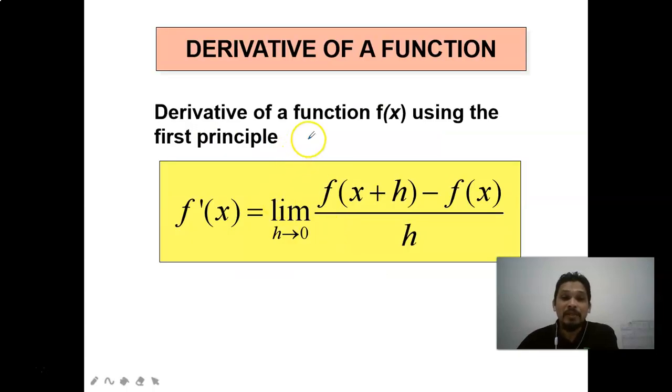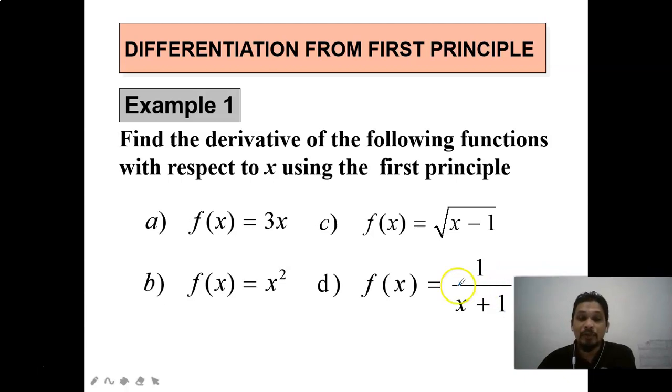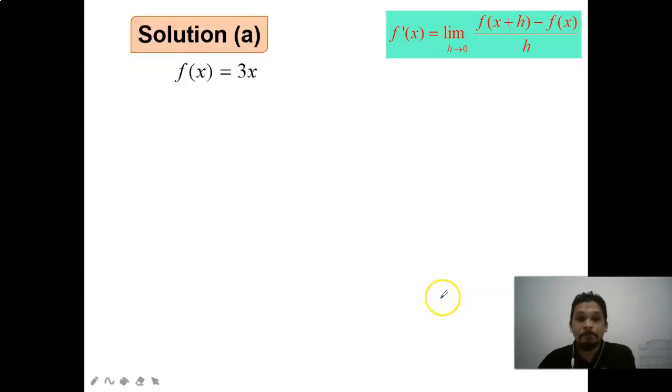Okay, so derivative of function f(x) using the first principle, as you see here now, and we're going to try to solve all these examples from the beginning. Question 1a: f(x) equal to 3x, f(x) equal to square root of x minus 1, f(x) equal to x squared, and f(x) equal to 1 over x plus 1.